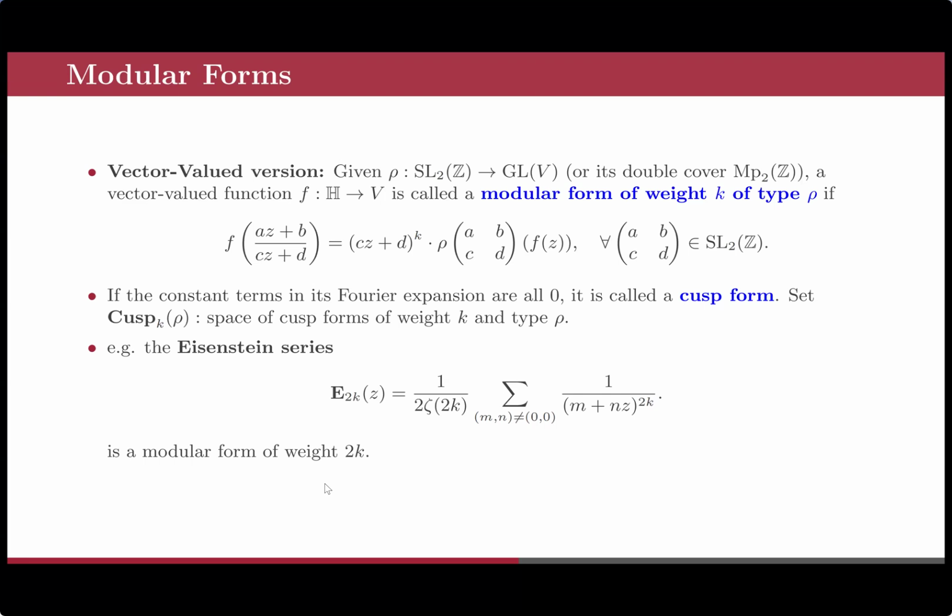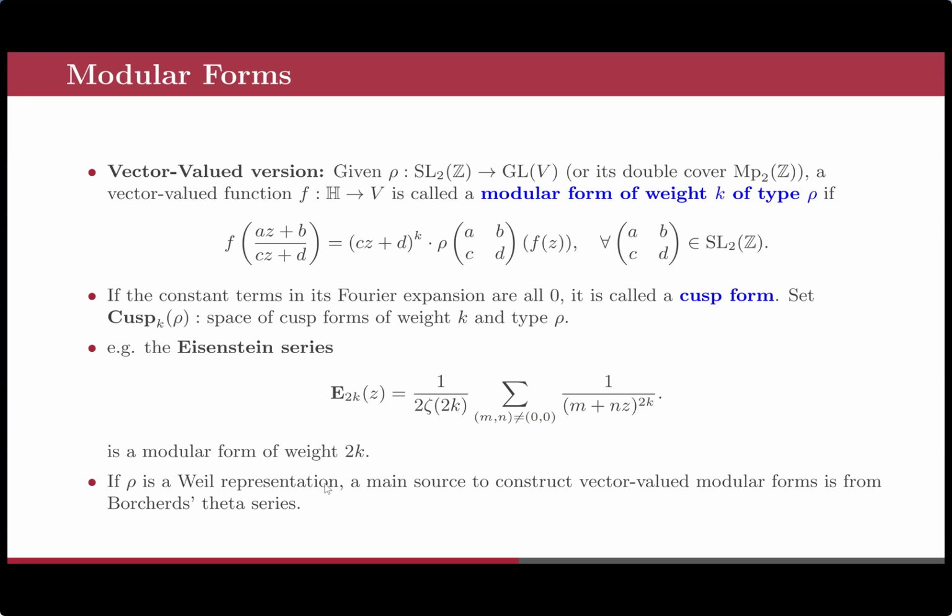And the typical example: if we look at rho as the trivial representation, it recovers the scalar valued modular forms, and we can have the Eisenstein series, which is a modular form of weight 2k, and the type is the trivial representation. Okay. And in this talk, I will focus on a special type of modular forms, which come from the Weil representation. And for such modular forms, a main source to construct them is the Theta series.